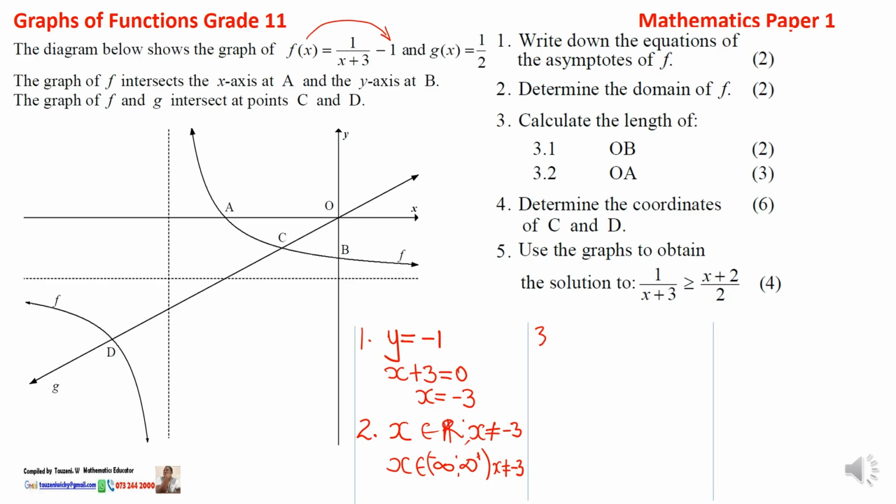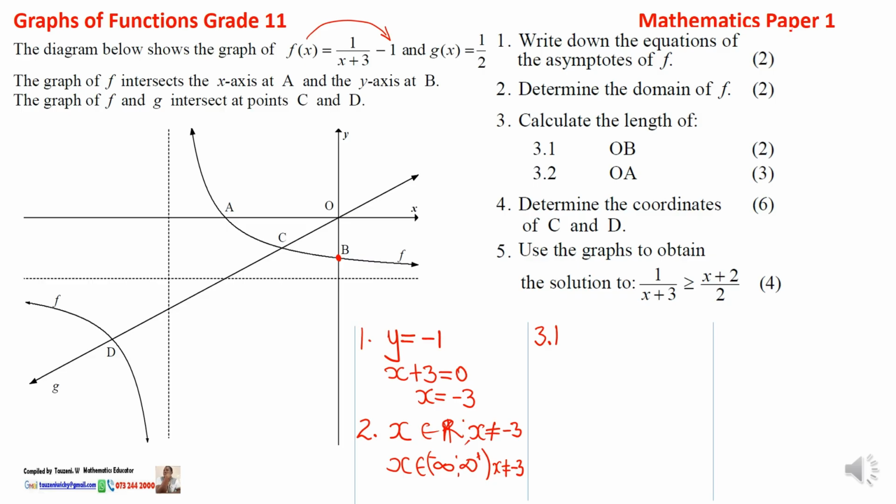Question number 3. Calculate the length of line OB. For us to determine the length of the line from O to B, we need to know the coordinates of point B. B is the y-intercept of the graph of f, the y-intercept of the hyperbola. This is another way of asking us to determine the coordinates of the intercepts.